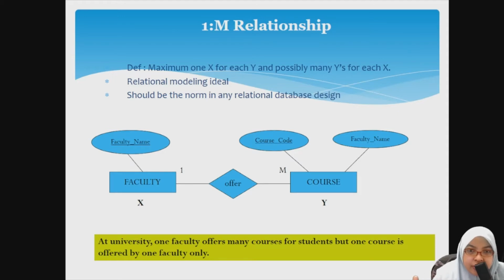What kind of course? Each course has its own course code. So faculty has the name. This is the attribute of the faculty. So faculty name, for example, FSKM, offers a course. In a course, we have the course code and course name, and the faculty name. So this is how you can draw the relationship between entities with the attributes too.